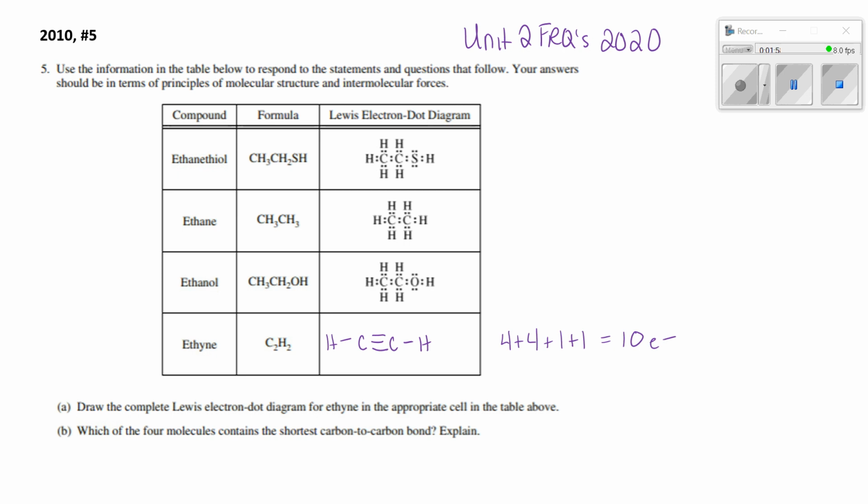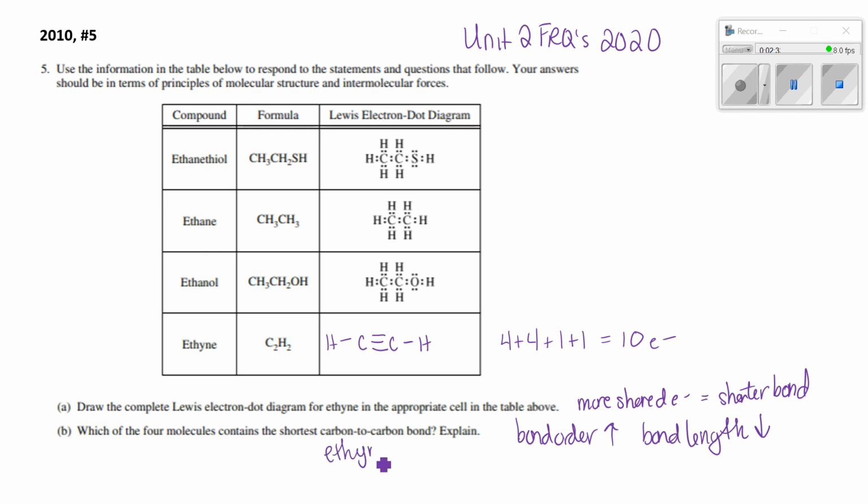And which of the 4 molecules contains the shortest carbon-carbon bond? Well, we know that as the bond order increases, the bond length is going to decrease. The way I say it is, the more shared electrons, the shorter the bond will be. And that bond will also have a higher bond energy. It's going to take more energy to break that bond because it's a stronger bond. So the one with the shortest and strongest carbon-carbon bond is going to be ethyne, because it is a triple bond versus the other ones are all single bonds.